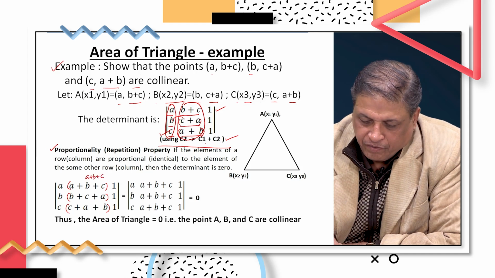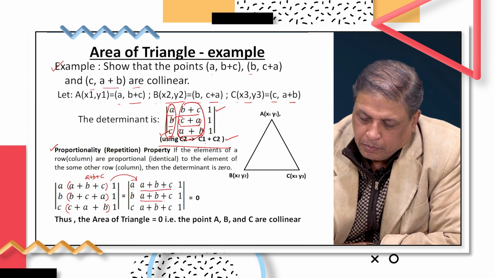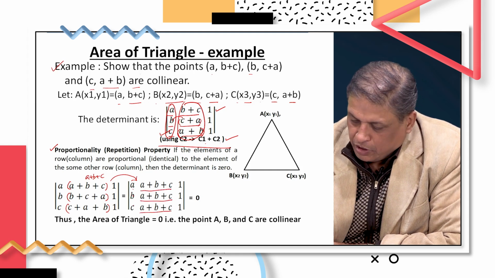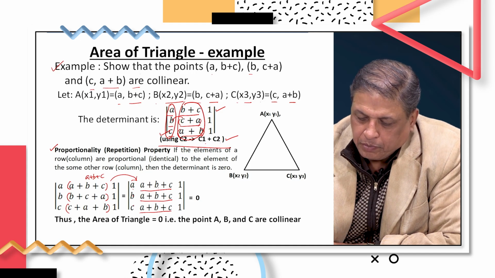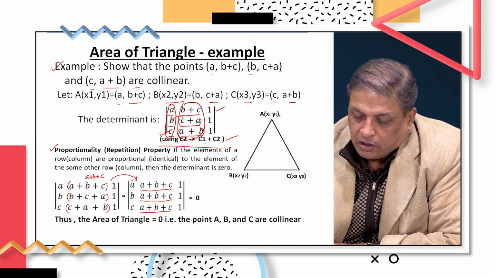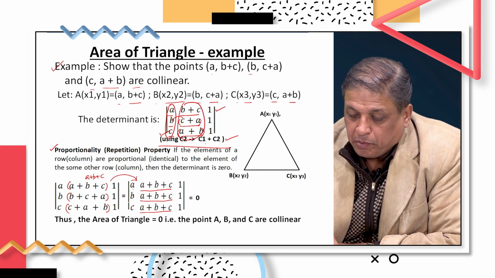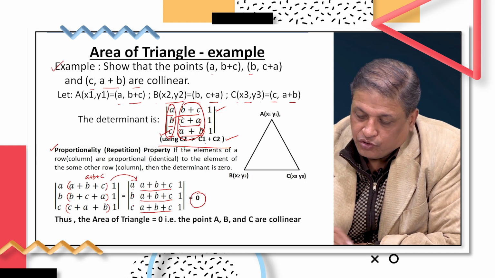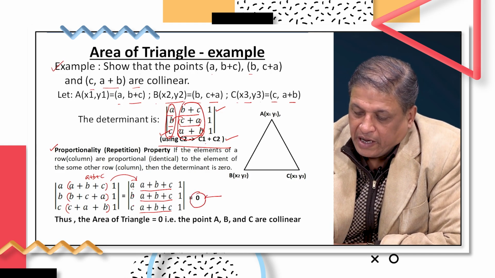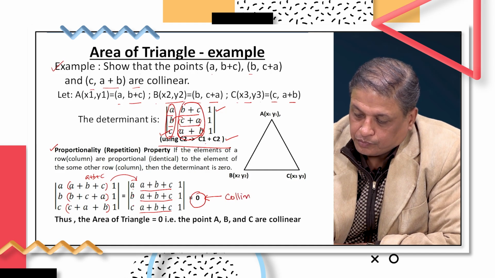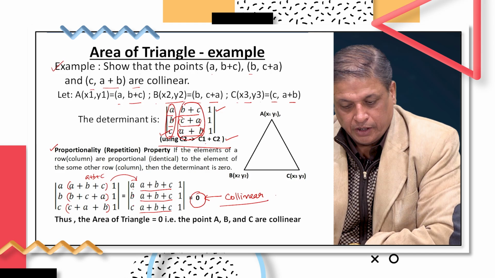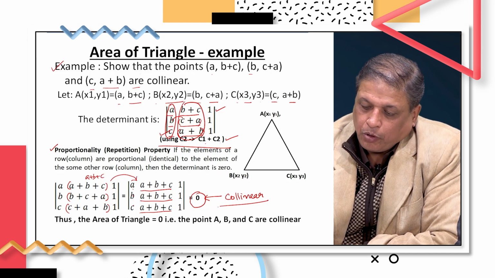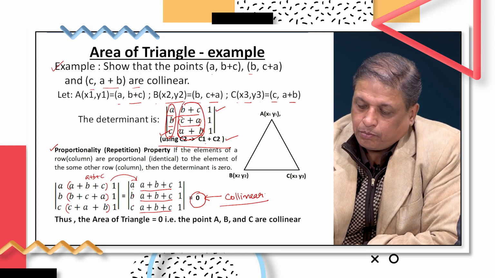So we can rewrite this as a, a plus b plus c, 1; b, a plus b plus c, 1; c, a plus b plus c, 1. That means we can take a plus b plus c common, and because the columns are proportional, by using the proportionality property we find that the result is 0. And if the determinant is 0, then it is proved that the points are collinear. So this proves, by applying the property, that the points are collinear.